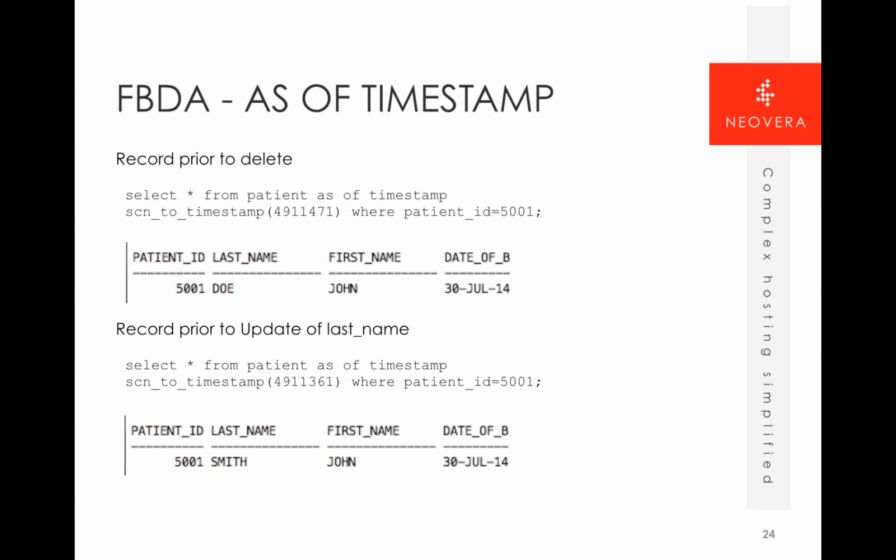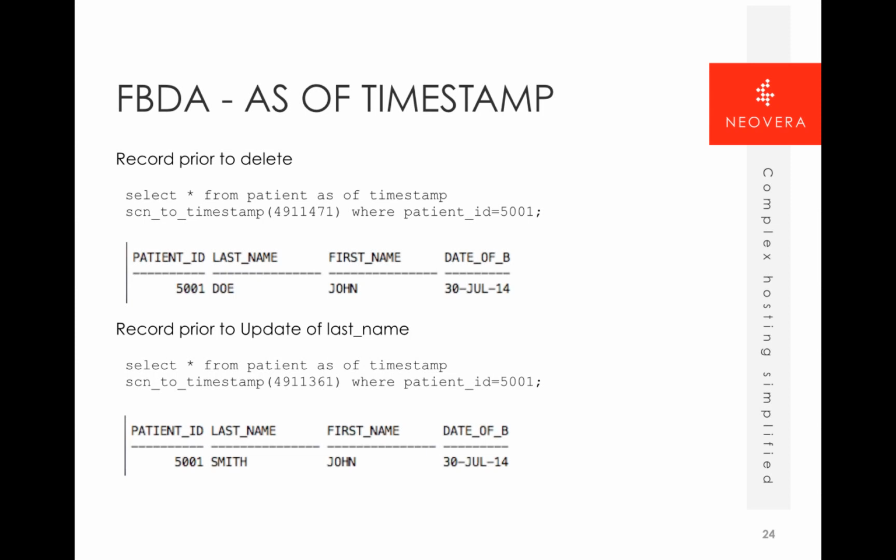All right, and where patient ID equals 5001. Even though there's no record in patient for 5001, if I say give me that patient record as of this time, I see it. So from an application standpoint, there's nothing weird about looking at a history table that's been populated by a trigger and unioning that with its current record, none of that stuff. Just using the as of timestamp.